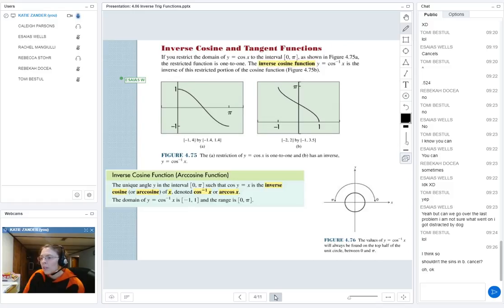Cosine, their restricted values for cosine for the domain falls between 0 and 1. So 0 and pi. So it's a little bit different than sine and tangent. Again, notice the notation that they're using, arc cosine, right here, arc cosine, or they'll actually spell out cosine, or cosine to the -1 power.